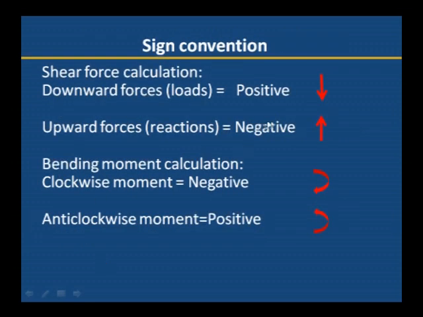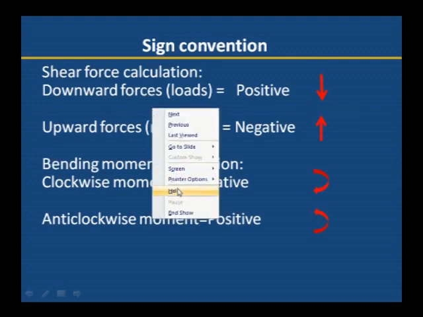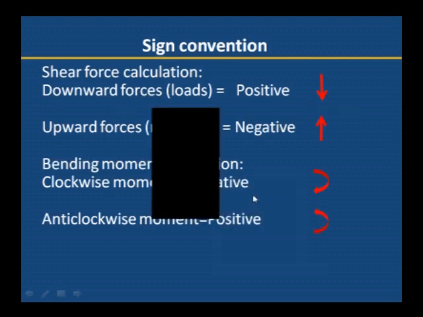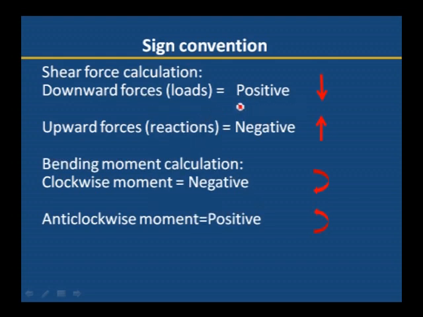These are the sign conventions that we are adopting. Downward forces are positive, upward forces are negative. In a simply supported beam, as discussed in the previous session, reactions will be upward forces, whatever the loads acting, point load or uniformly distributed load. For bending moment, clockwise moment we are considering as negative, anti-clockwise moment considering as positive.